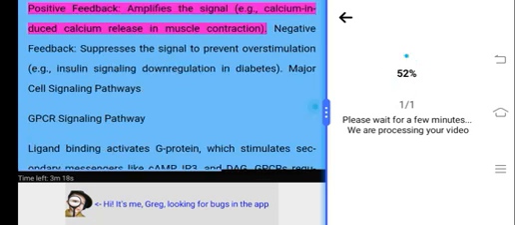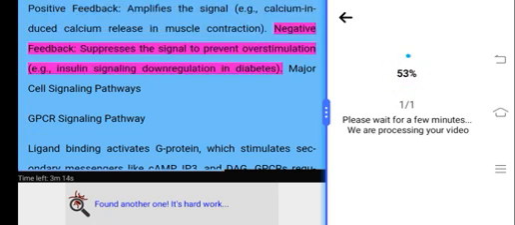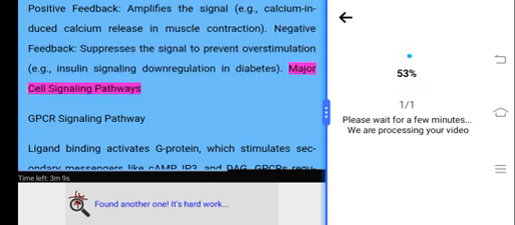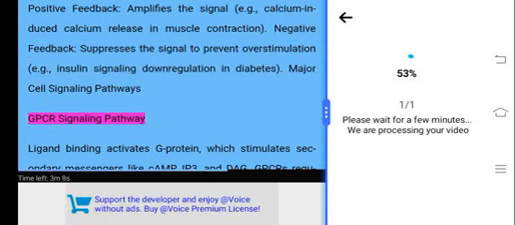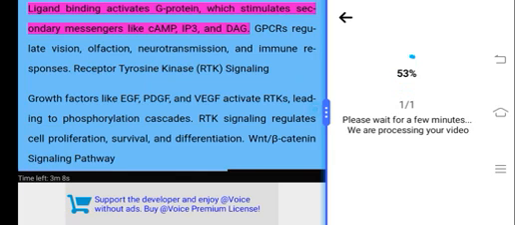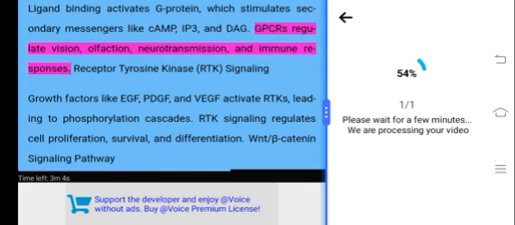Feedback mechanisms. Positive feedback amplifies the signal, e.g., calcium-induced calcium release in muscle contraction. Negative feedback suppresses the signal to prevent overstimulation, e.g., insulin signaling downregulation and diabetes. Major cell signaling pathways. GPCR signaling pathway. Binding activates G-protein, which stimulates secondary messengers like cAMP, IP3, and DAG. GPCRs regulate vision, olfaction, neurotransmission, and immune responses.